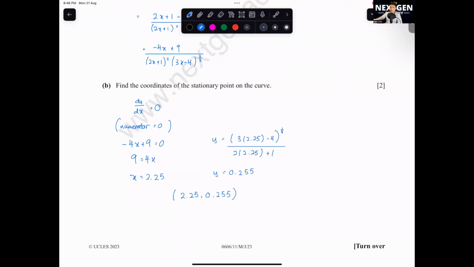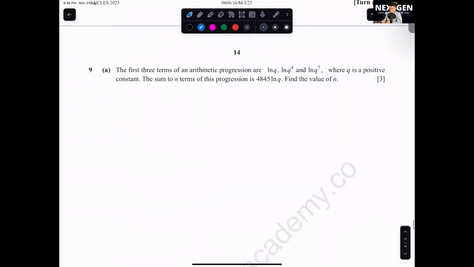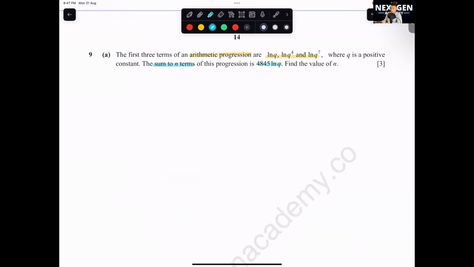Okay, that's 2 questions. Question 9. The first 3 terms of an arithmetic progression are ln q, 4 ln q, 7 ln q, where q is a positive constant. The sum of the first n terms of this progression is 4845 ln q. Find the value of n. It's a 3-mark question only, so all this you just need to write the formula down.